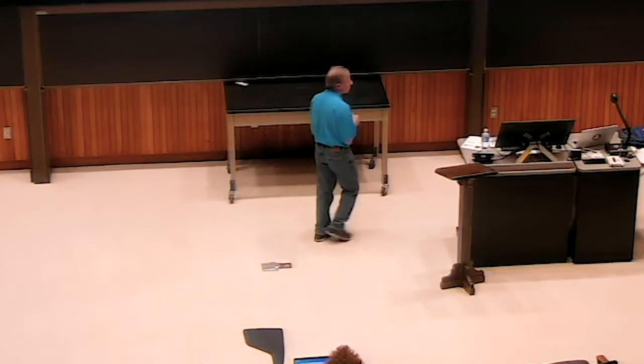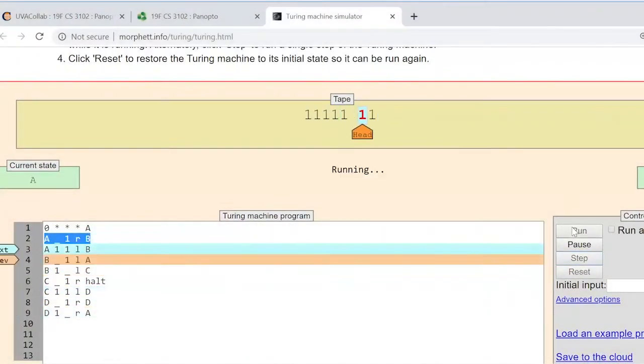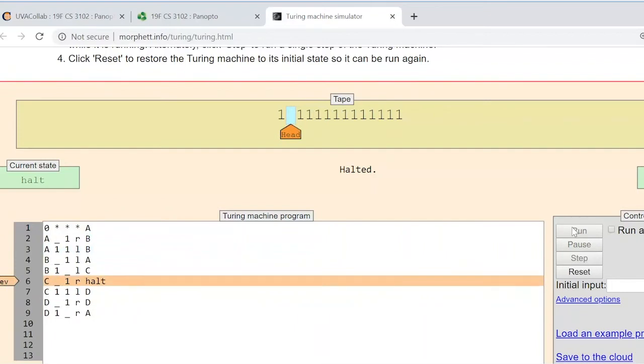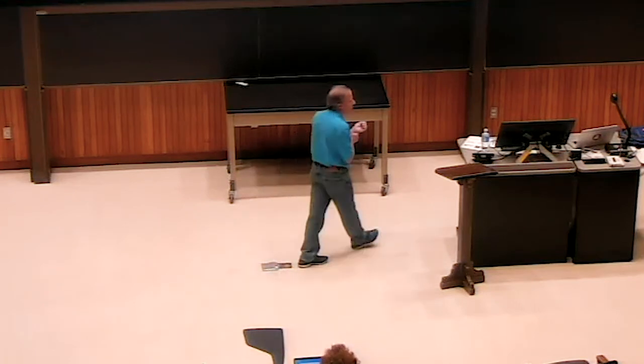Do we think it's going to run forever? It's pretty hard to tell. That's something we'll get into more soon. But we can let it run, and it runs for 108 steps and stops. So this is actually a special Turing machine. If you only have four states and two symbols, the longest you can make a machine that still eventually stops is 108 steps. It is known that you can't have a four-state machine with two symbols that runs for more than 108 steps and still halts. If it runs for more than 108 steps, it means it's going to run forever.